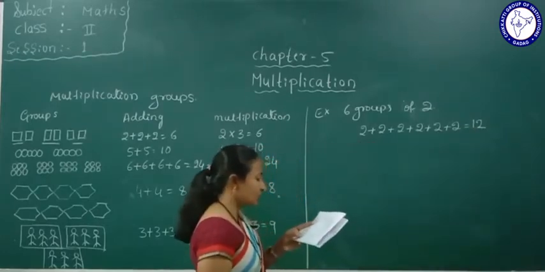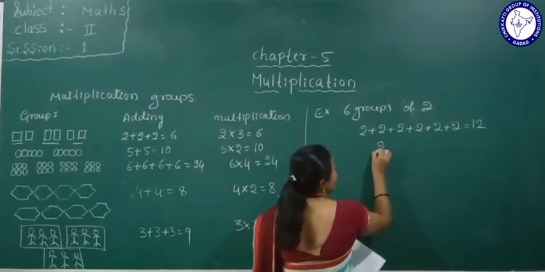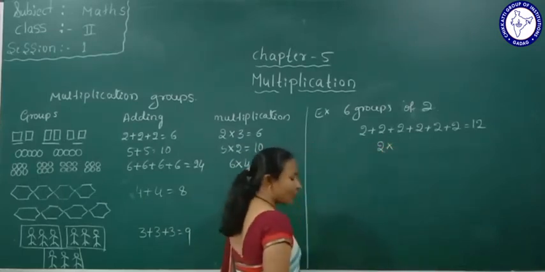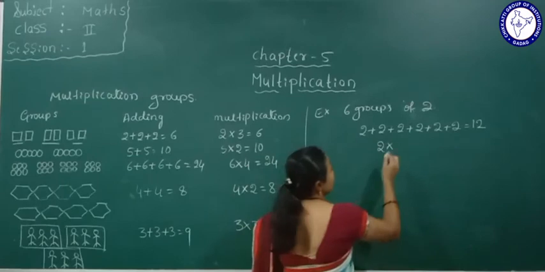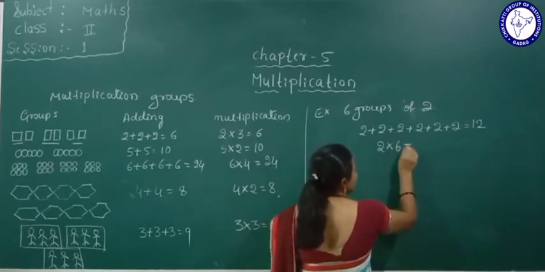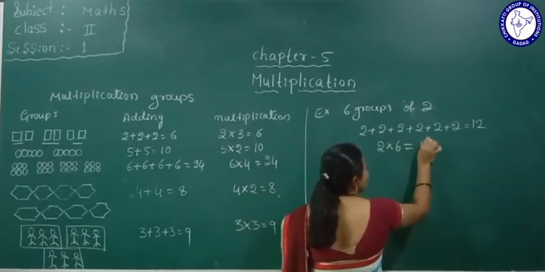Okay. So here we are telling that 2 is repeated. How many times is it repeated? So 2 is repeated 6 times. So 2 6s are 12.